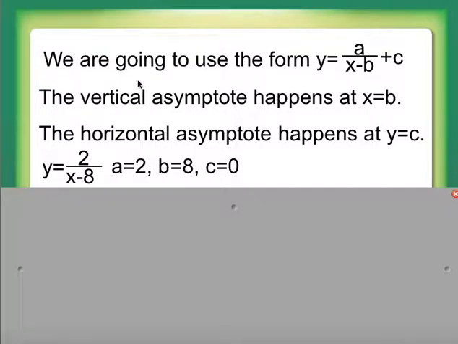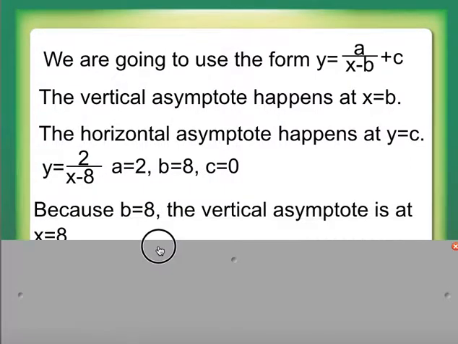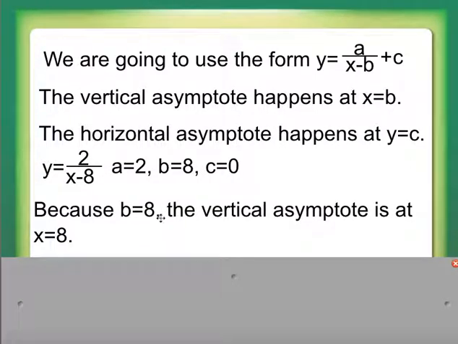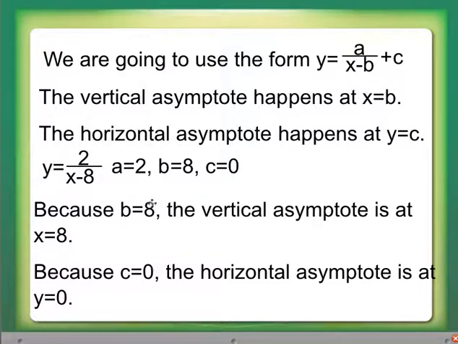So for example, if we had y equals 2 over x minus 8, well, we would say that in this case, telling what is a, b, and c, a is 2, b is 8, okay, this 8 right here, and c is 0. Now, when we talk about our vertical asymptote, in this case, 8 is our excluded value. That would make the denominator 0. And c is 0 because we're not actually adding anything here. We have a plus 0, so our horizontal asymptote is at y equals 0.